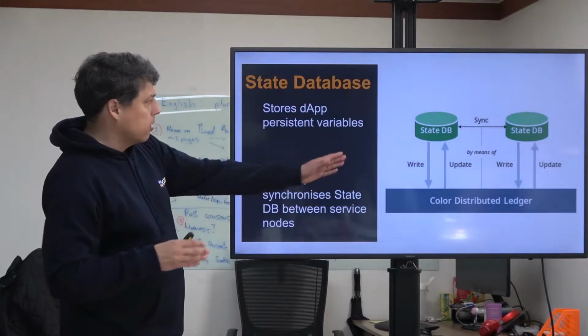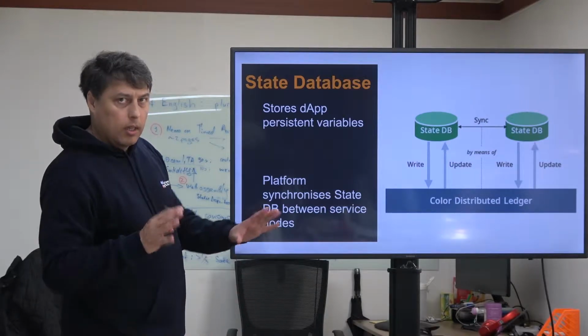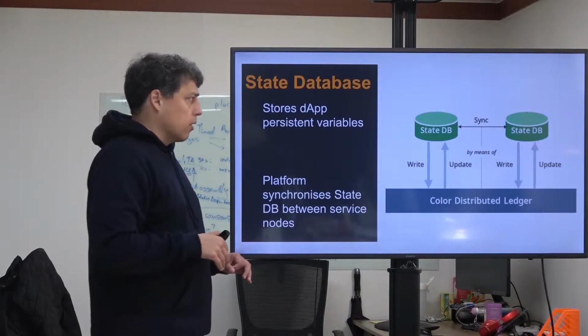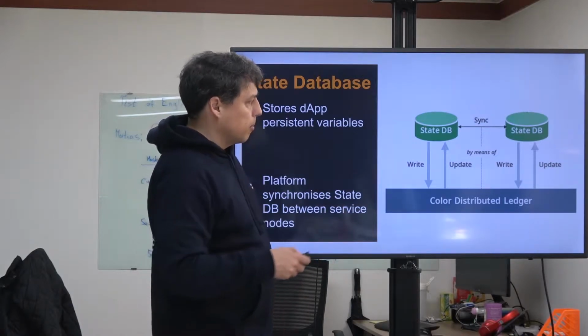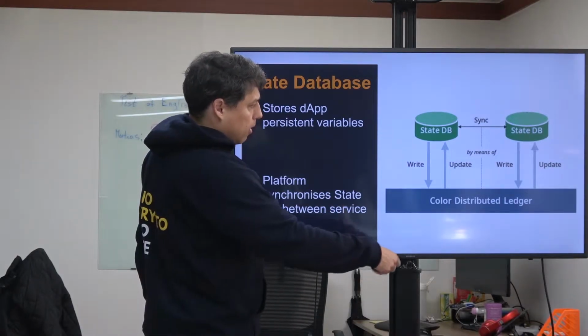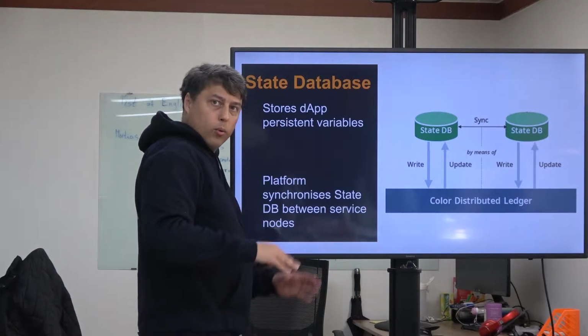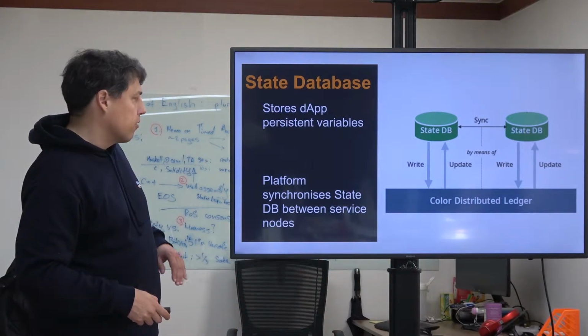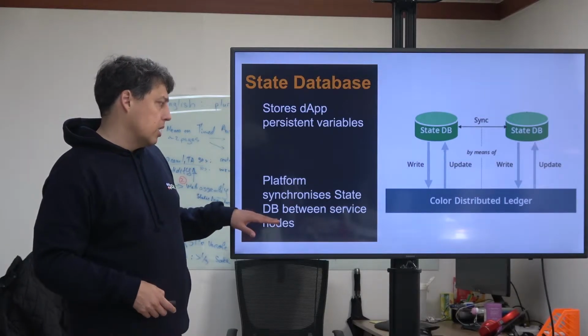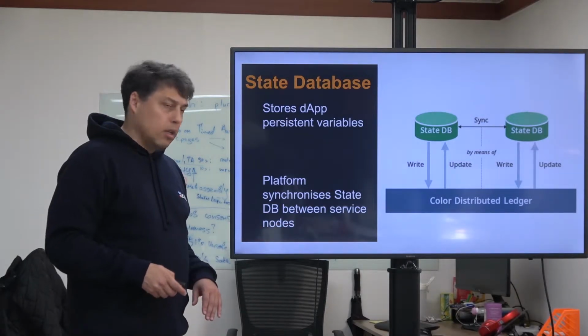And actually this is one of the key components of the technology that we are working on: the way to synchronize databases through the Color distributed ledger, through our blockchain. So the database stores persistent variables, and the platform synchronizes the state DB between service nodes.